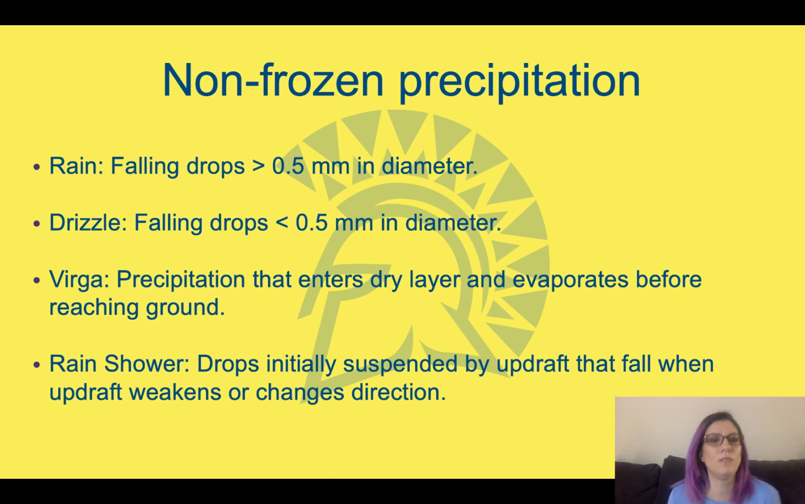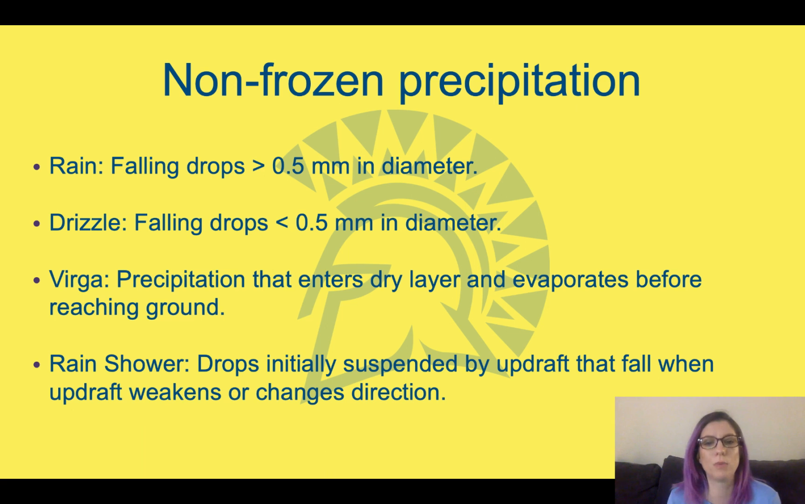And virga is something I've seen from afar many times. You can see how it would be raining further away if you're driving down the highway, and you can see these clouds and how rain's coming down, but it's not actually hitting the ground. That's because it's entering a dry layer, and then that rain actually evaporates. So it's raining higher up, but it's just not reaching the ground.